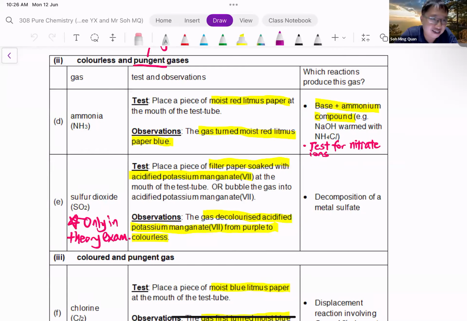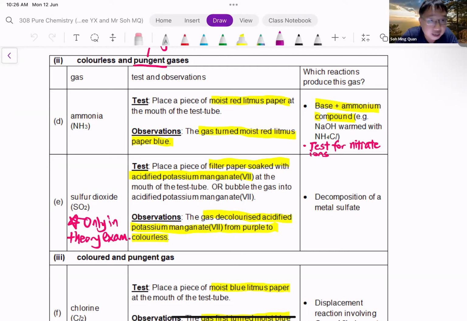Now, besides this reaction, the test for nitrate ions, which is to add sodium hydroxide and aluminium, right? And gently warm it. So once you see aluminium foil, aluminium powder, you know it's a test for nitrate ions. You know that you expect ammonia gas to be formed. So you should prepare your moist red litmus paper ahead of time. All right. Now, the other gases are less common.